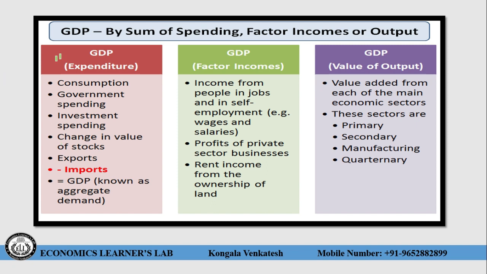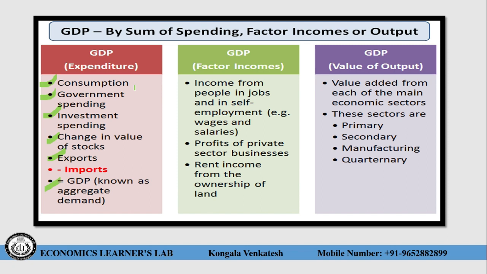If you are calculating GDP in the expenditure method, what you have to do? You have to include consumption, government spending, investment spending, and changes in value of stocks, plus exports, and you have to exclude imports. That is, consumption plus government spending plus investment spending plus changes in value of stocks plus exports minus imports gives GDP. That is also called GDP in the expenditure method.